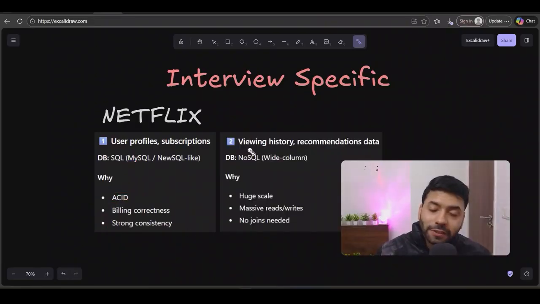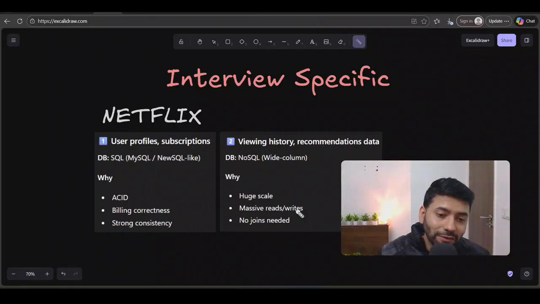If we talk about the next feature, which is viewing history or viewing recommendations data, for that we would use NoSQL. Inside NoSQL, we have four categories: key value, document based, wide column, and graph. So here we would use a wide column database. Why? Because this data will be at huge scale, because you have to show the option of history and recommendations to all of the users, and there will be massive reads and writes. So because of huge scale and massive writes, instead of SQL, we prefer NoSQL here.